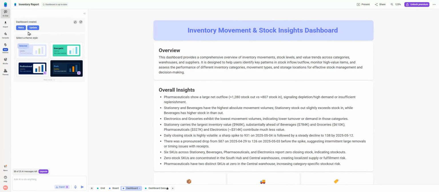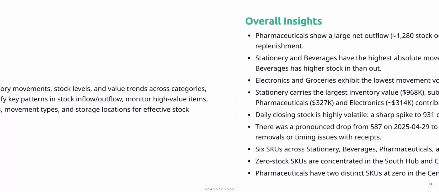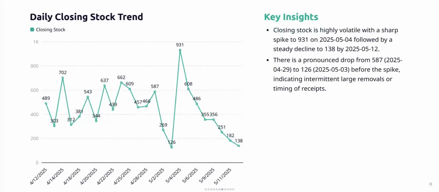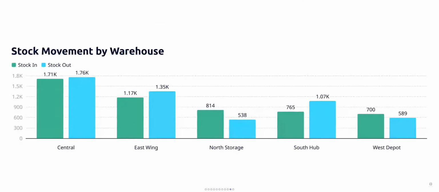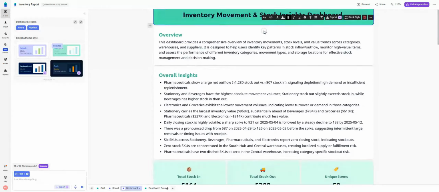Our complete inventory movement and stock insights dashboard is ready, featuring 6 dynamic charts and 2 essential data tables. We can instantly customize the theme to match our brand. Now, let's explore presentation mode, perfect for executive briefings and team meetings.